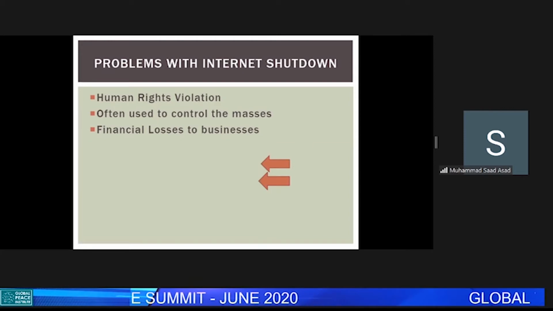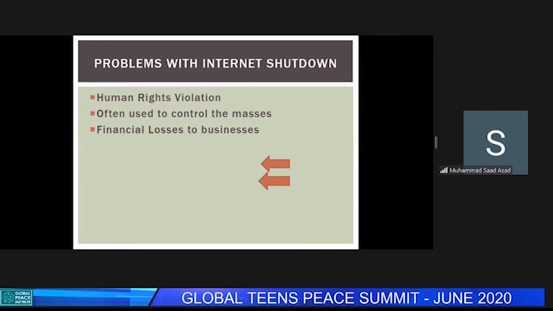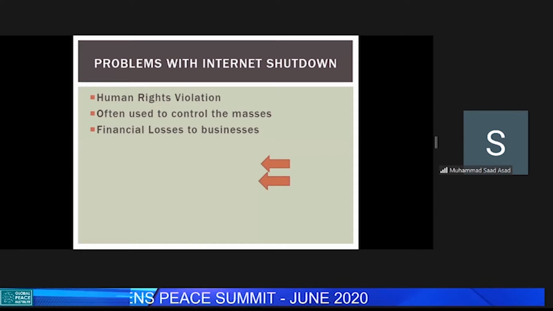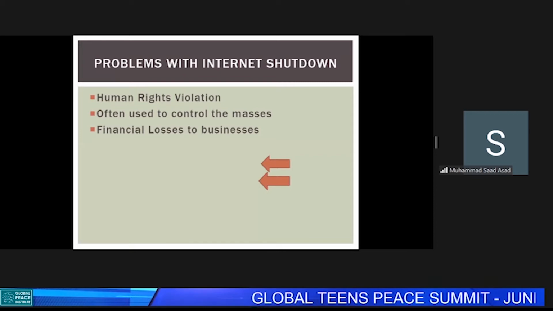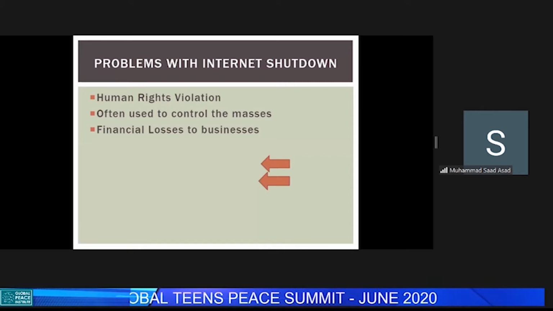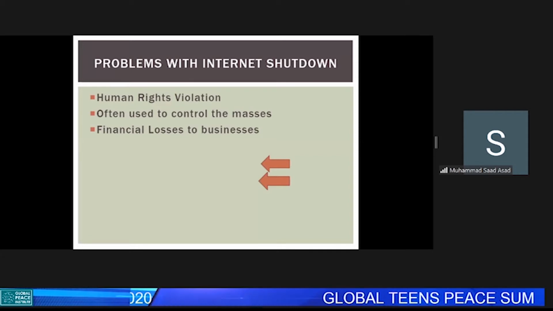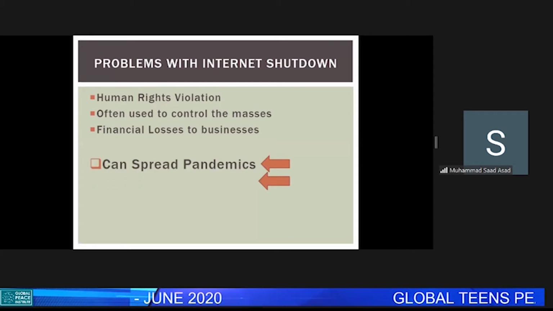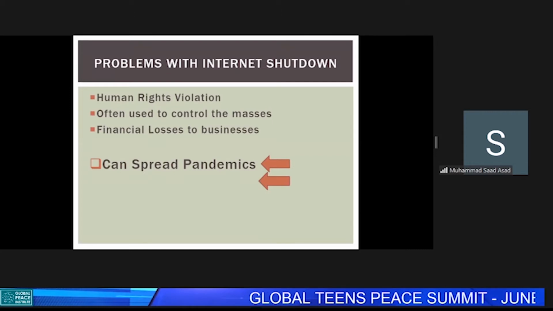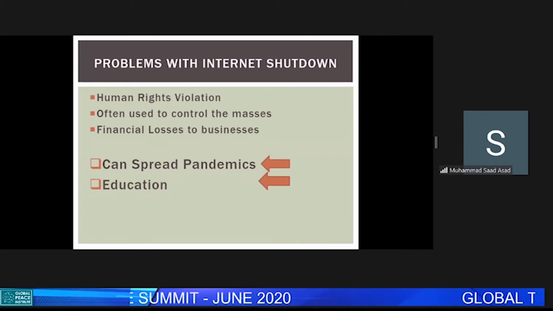But from another perspective, a lot of financial losses are incurred because of internet shutdowns, as a lot of businesses have now switched to the internet. Just last year, $8 billion were lost in revenue because of internet shutdowns. There are two frames which are often left out while discussing internet shutdowns, and I'll be discussing them: how internet shutdowns can help spread the pandemic, and the problem they cause to online education.